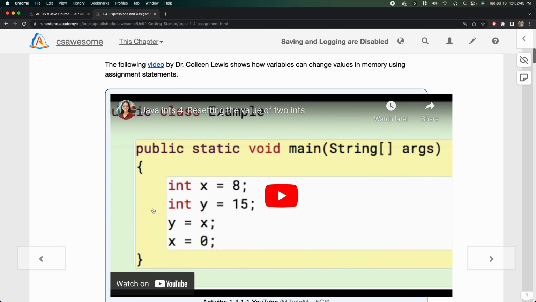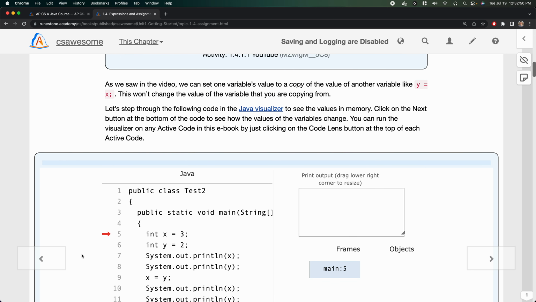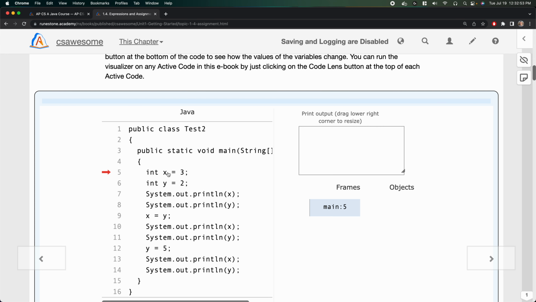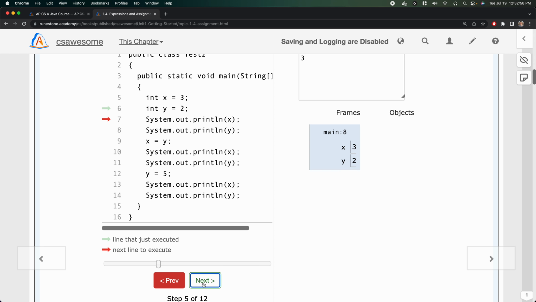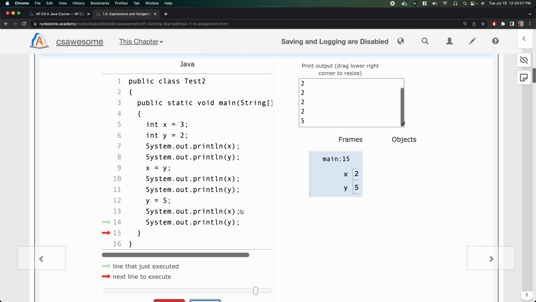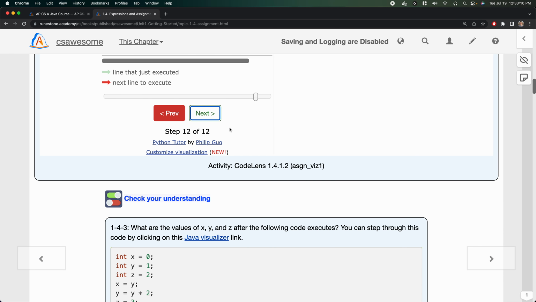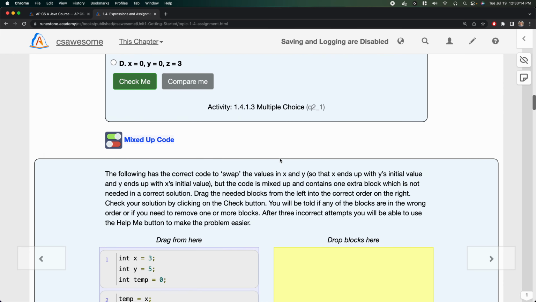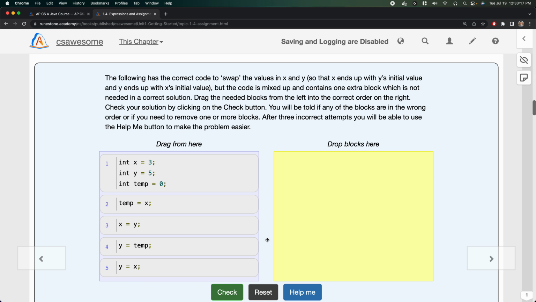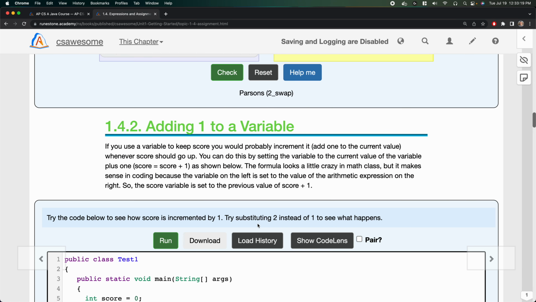They've got another example video, so you'll be able to watch this person's video. And you can step through this little interactive code, and you'll be able to see how variables work and how the assignment stuff works. So you can play with that. Got a couple multiple choice questions for you, a little drag and drop code puzzle for you.